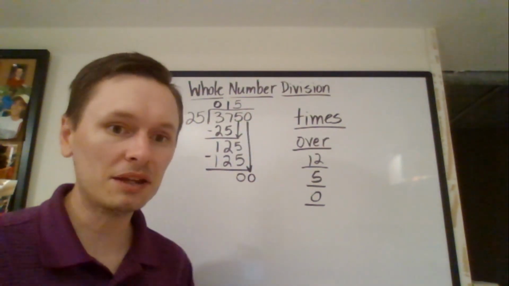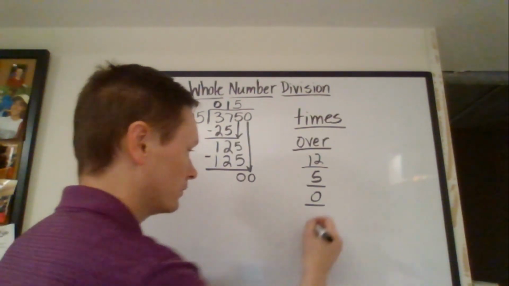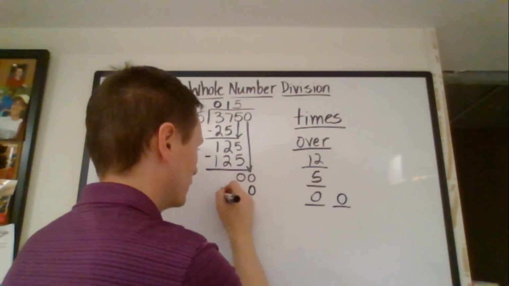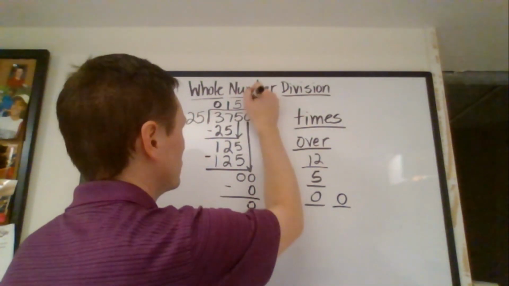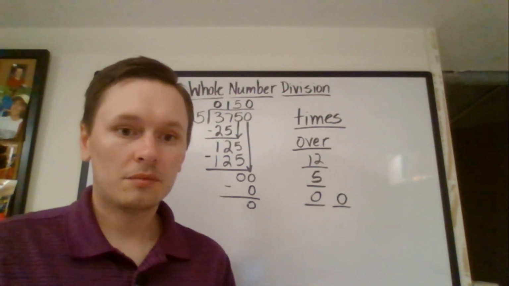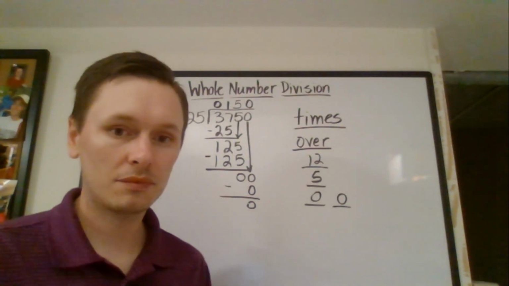And I ask, how many times does 25 fit into 0? 0 times. Place the final 0 at the top, and my answer is 150.